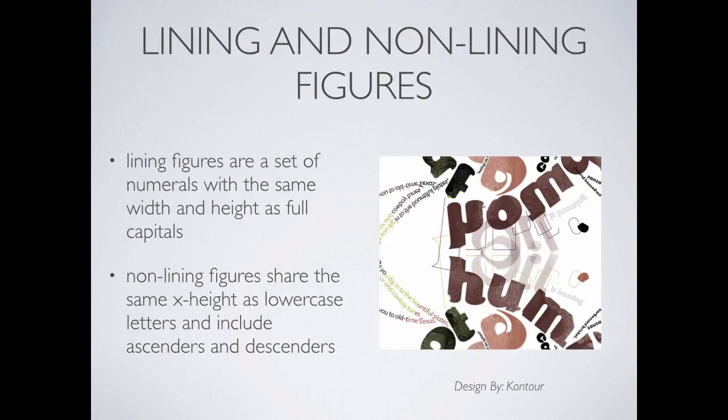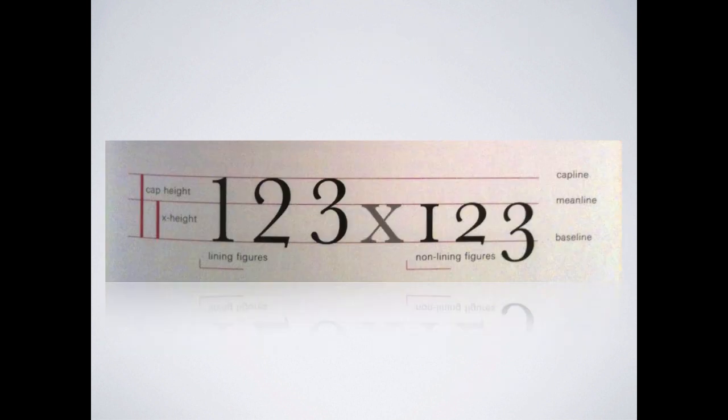Lining and non-lining figures. Figures refer to numbers in this sense, and it has to do with the heights of the numbers. I think the easiest way of explaining it is to look at the examples. Lining figures put the number at the baseline, with the cap height as the top of the numbers. So 1, 2, 3, they're all going to line up like this. Non-lining figures are much easier in the flow of text. If you're writing your English paper and you need to use numbers, it's much easier to use non-lining figures because they don't stand out. They're not as big as the cap height, like the regular lining numbers.